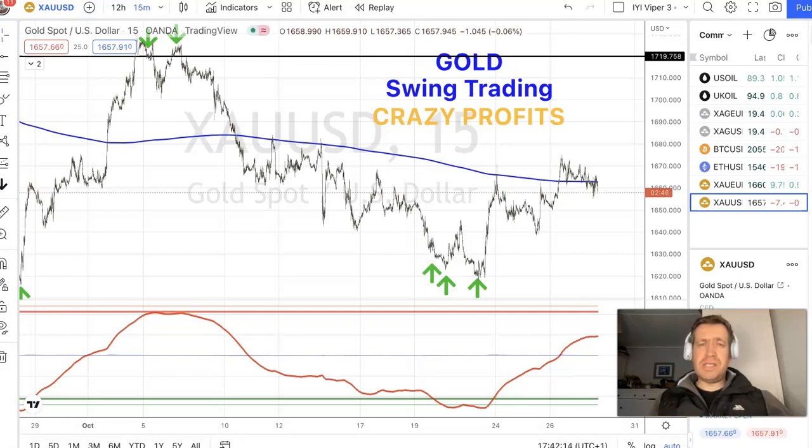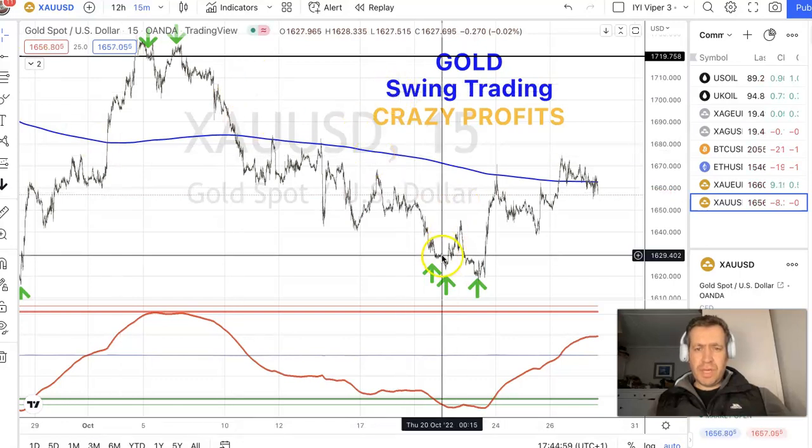It's just a lot easier to manage your positions. You don't have to worry so much, especially if you're trading from home and you're working or something. It's very easy to manage your positions. You can check your trades sort of twice a day or something like that. So swing trading on gold has been crazy. You're going to see from these profits here, it's just been nuts. The market's just been so easy to trade.